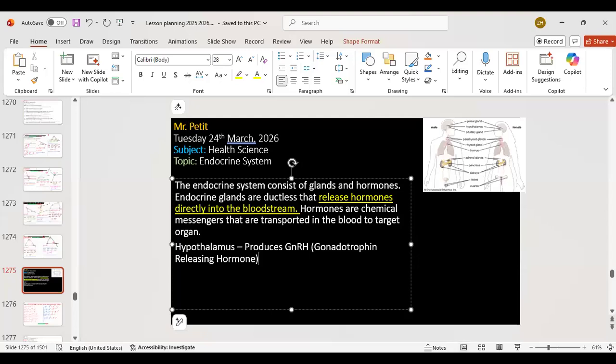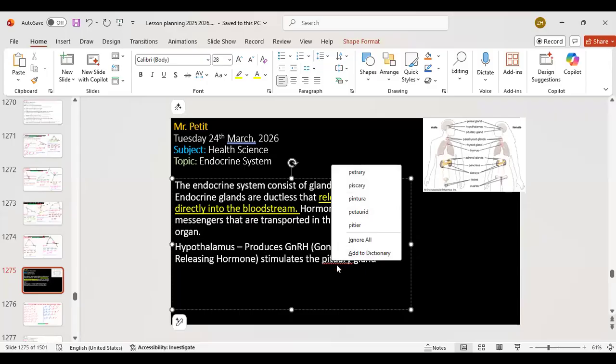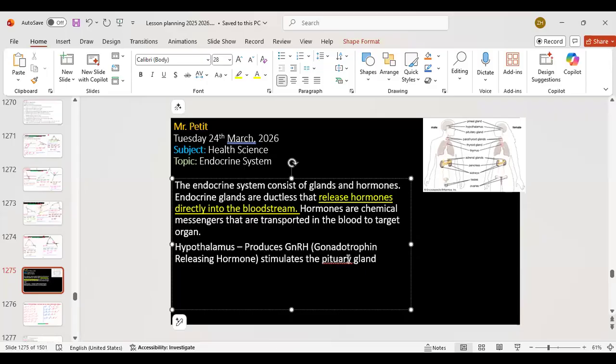And that hormone stimulates the pituitary gland. So the hypothalamus produces GnRH, gonadotrophin releasing hormone, which stimulates the pituitary gland.